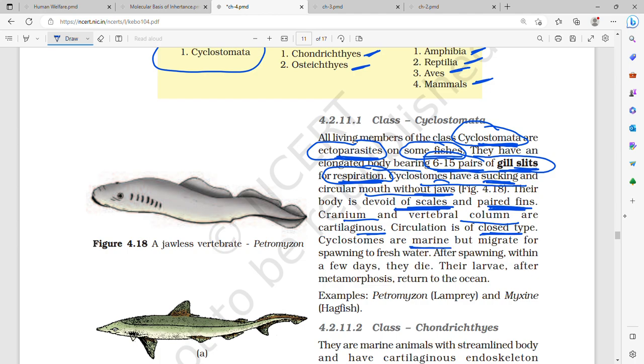They are marine but migrate for spawning to fresh water. After spawning, within a few days, they die. Their larvae, after undergoing metamorphosis, return to the ocean. Examples are lamprey, Petromyzon and Myxine, that is hagfish.